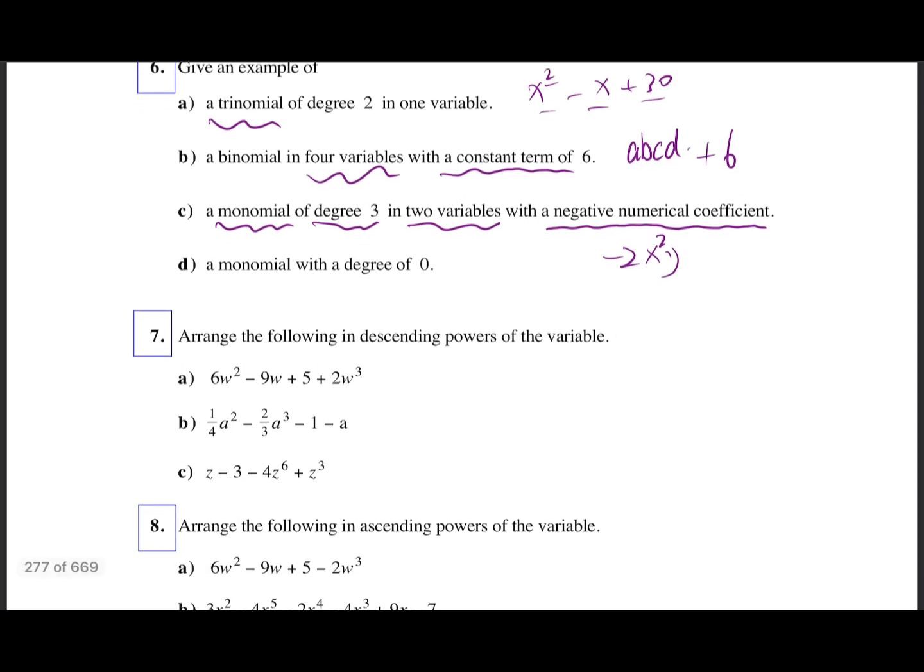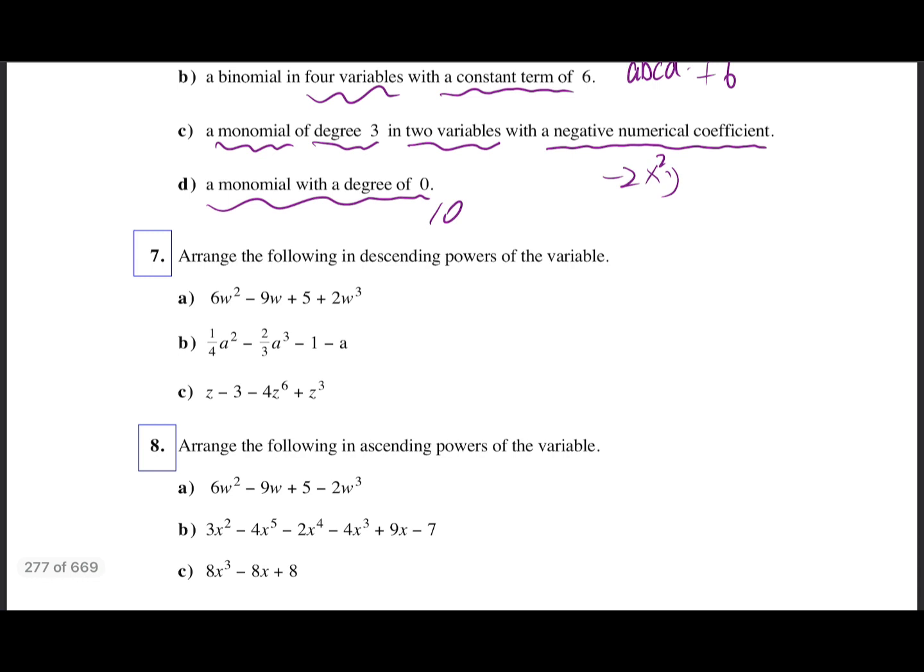Monomial with a degree of 10, which means this is a constant term, so you can write any integer or number there.